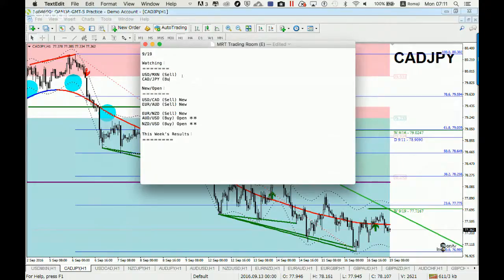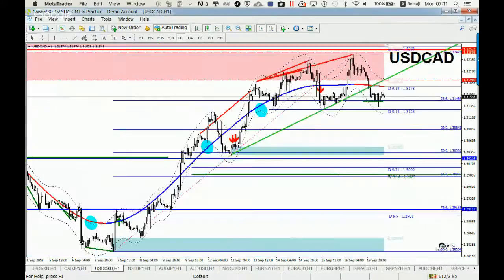CAD yen buy. Keep an eye on that this week. Dollar CAD, this fired off a second time. We had a trade last week that stopped out. It's a new week, so this is a new trade. This isn't really a 1-2 punch retrade.